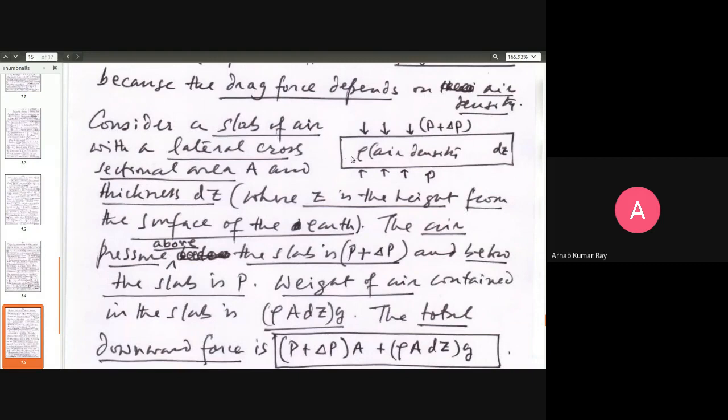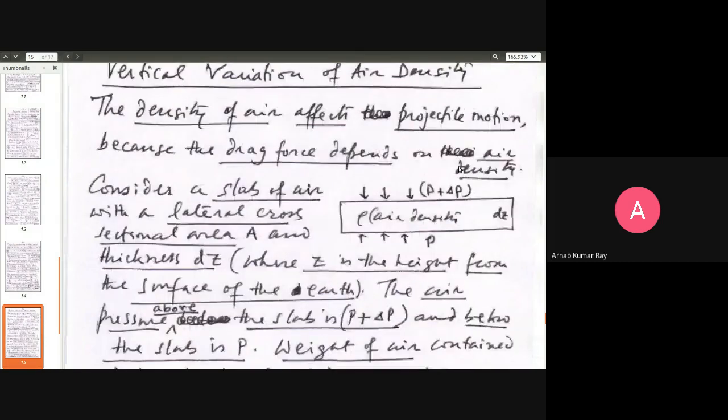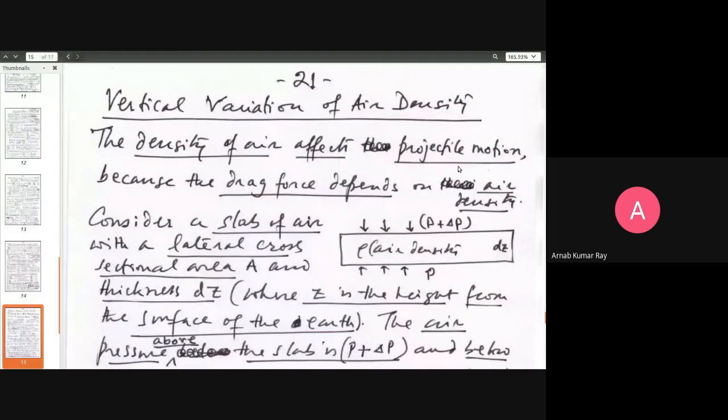So here, let's say somewhere up in the atmosphere, you have a slab of air. Rho is the air density.